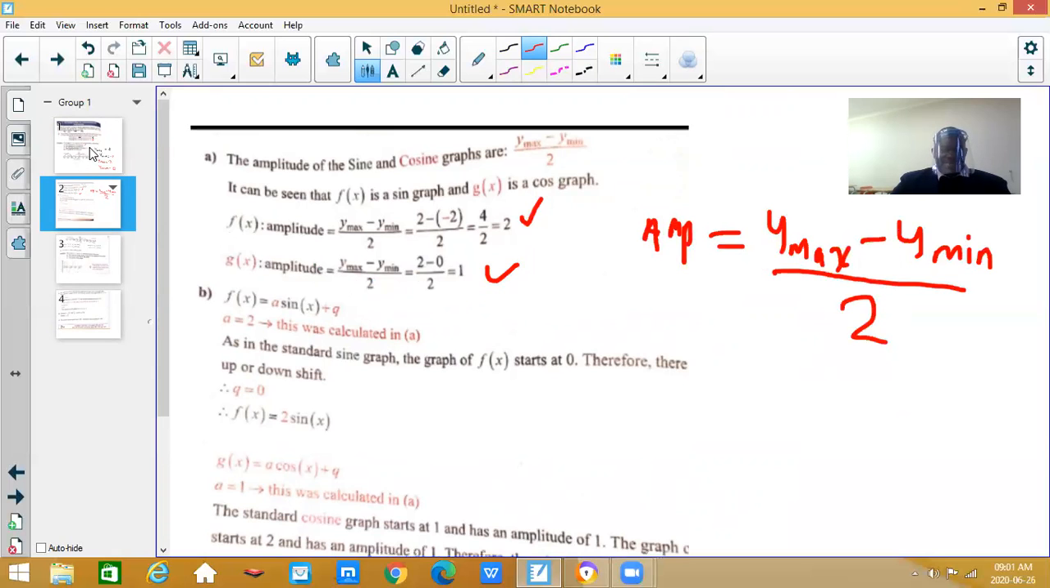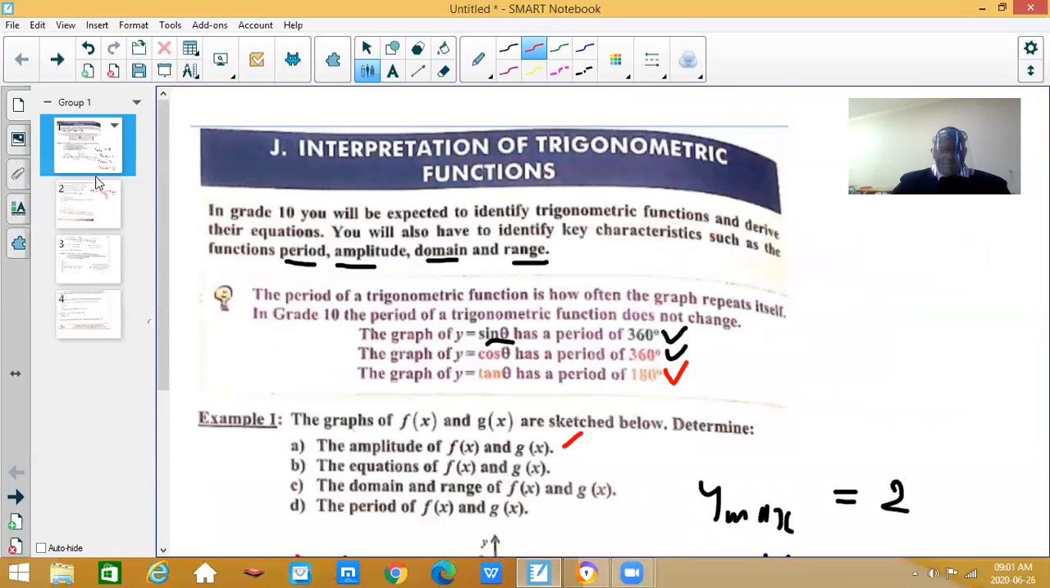So that is water under the bridge. So we'll calculate the maximum, we will calculate the amplitude. The amplitude is the maximum value minus the minimum value, divided by 2. Now we want to find the equations of f(x) and g(x).